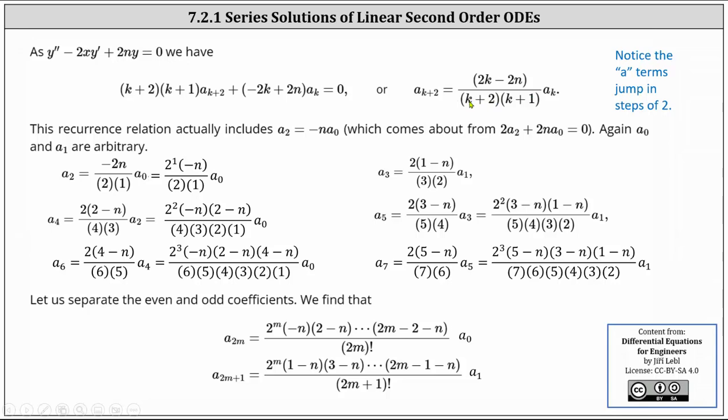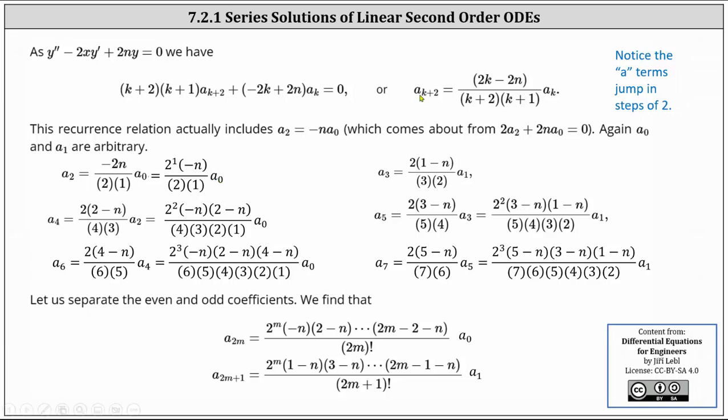This also indicates that a sub 0 and a sub 1 are arbitrary constants. Notice to find a sub 2, k is 0, which gives us negative 2n divided by the product of 2 and 1 times a sub 0, which I've already written below. And it'll be helpful later to rewrite this as 2 to the first times negative n divided by the product of 2 and 1 times a sub 0. And now let's find the next several coefficients.